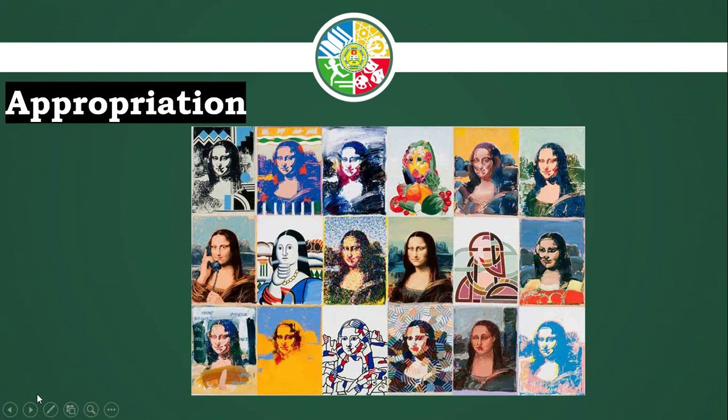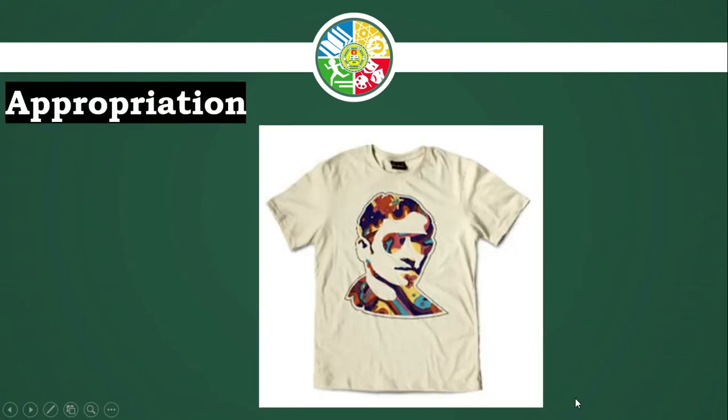The next one is Jose Rizal. We have an exact photo of Jose Rizal. So appropriation is not limited to recreating or borrowing paintings and drawings. We can also borrow images of people living in the past. In our example here, we are using the image of Jose Rizal, and we are making it appropriate to our generation today.